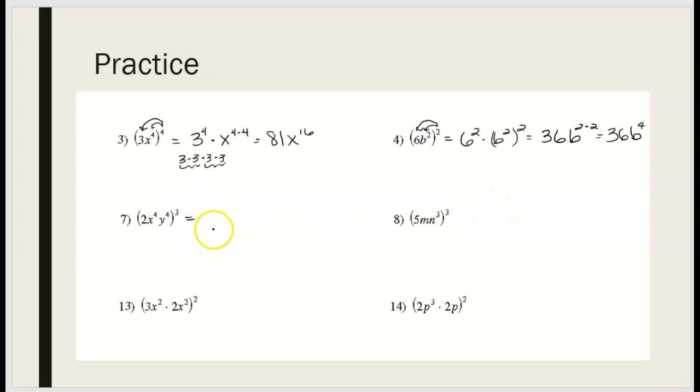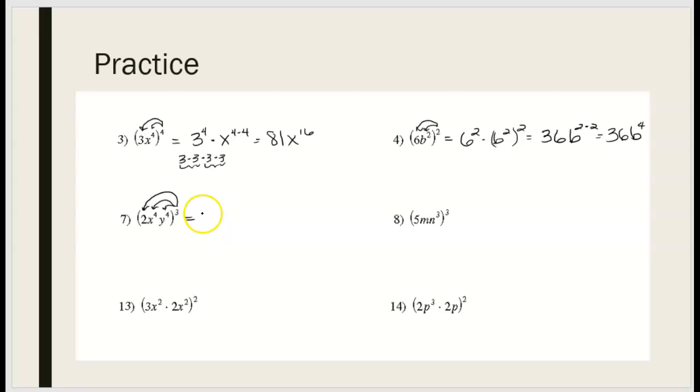All right, take a minute and work out number 7. Press pause. We'll check when you get back. Okay, hopefully you had a chance to get that done. This time we have 3 things inside the parentheses that this exponent of 3 is going to apply to. All 3 of those guys, okay?